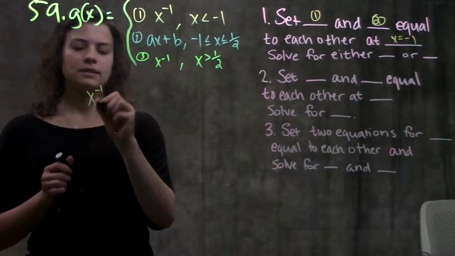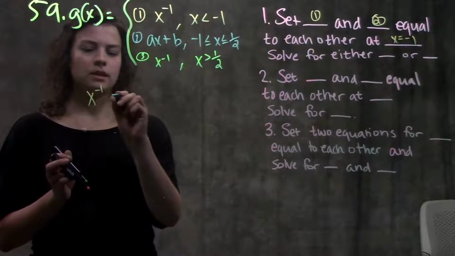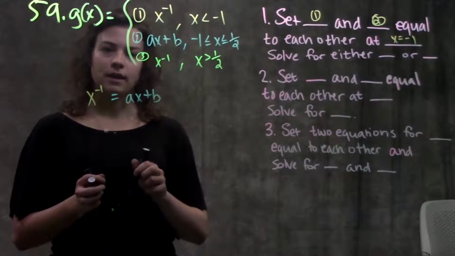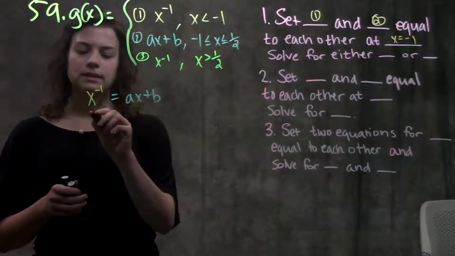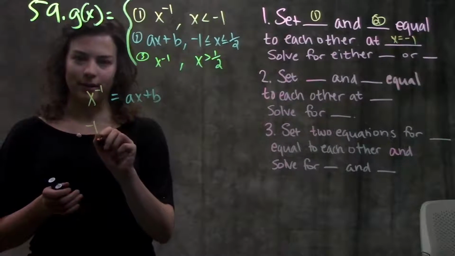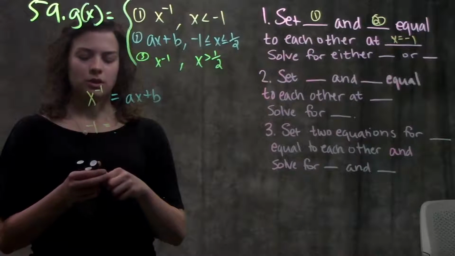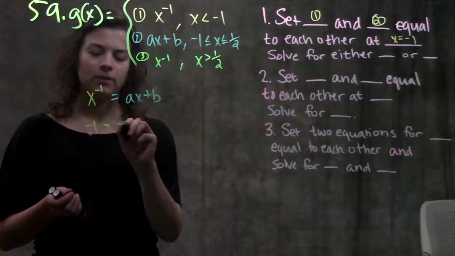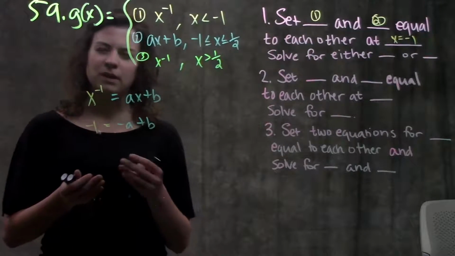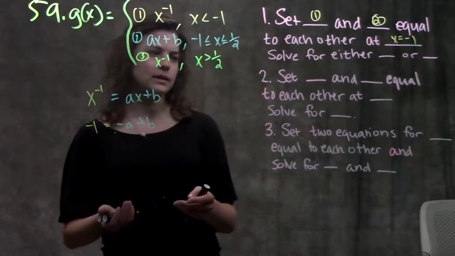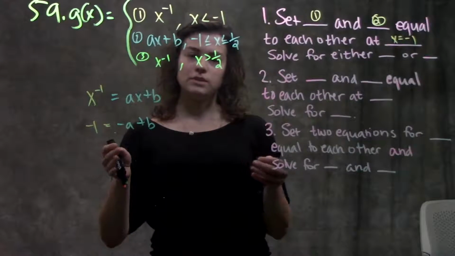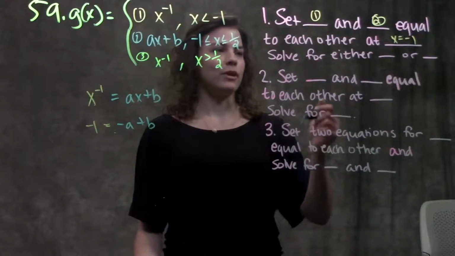So we have x to the -1 is equal to ax plus b, and we're going to plug in our x value, which is -1. So on this side, I get -1 to the negative first power. That just becomes -1 is equal to a times -1 gives me -a plus b. All right, set them equal to each other, but I still have two variables in here, so I'm not sure what to do next. So what I'm going to do here is I'm just going to solve for one of these variables. Doesn't matter which one, pick your favorite.